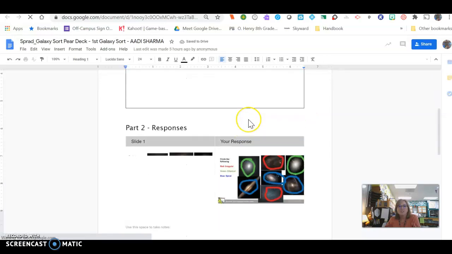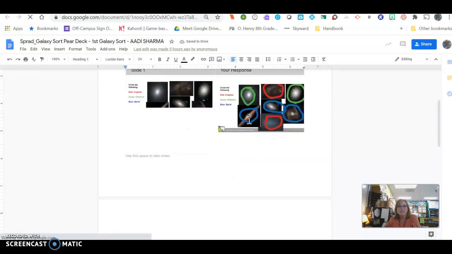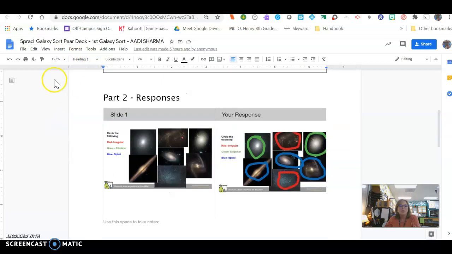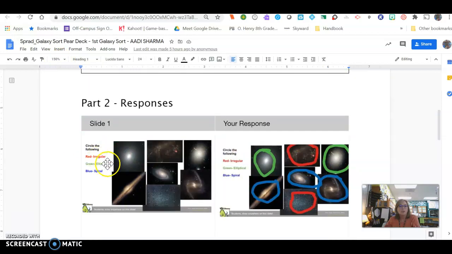It gives you the opportunity to summarize the lesson, and I actually had pictures, and you were going to circle those answers. So let me see if I can make it bigger. You had to circle in different colors which ones were irregular, which ones were elliptical, and which ones were spiral. And this would have been our correct answer. So you get to take a look at that.